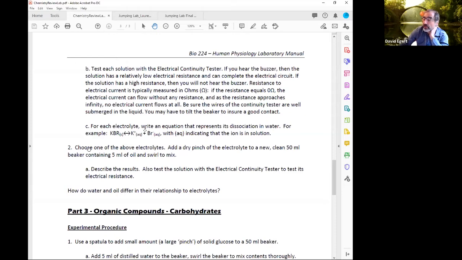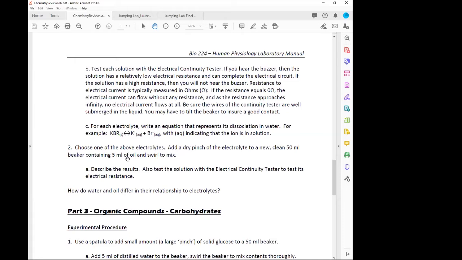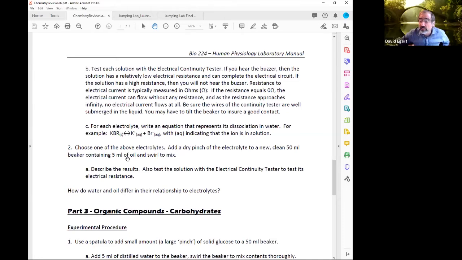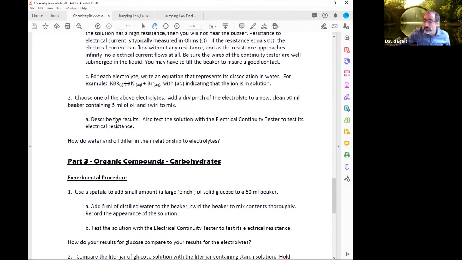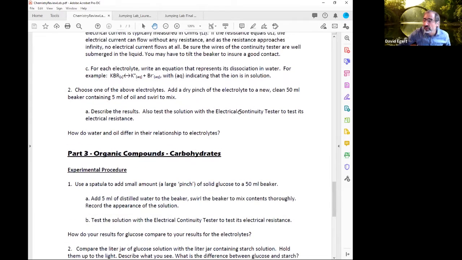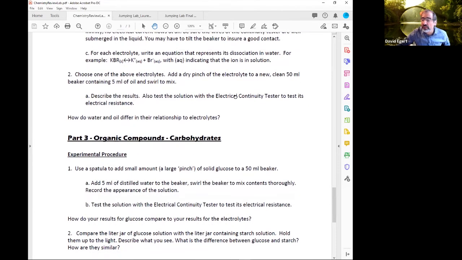And then it says choose one of the above electrolytes and add a pinch of that electrolyte to oil. How is trying to dissolve something in oil different from dissolving it in water? Oil is nonpolar. Exactly. This is going to be putting our salt in a nonpolar solvent and see what happens. And then describe what it looks like. Describe the results. Also test with the electrical continuity. See if it conducts electricity.